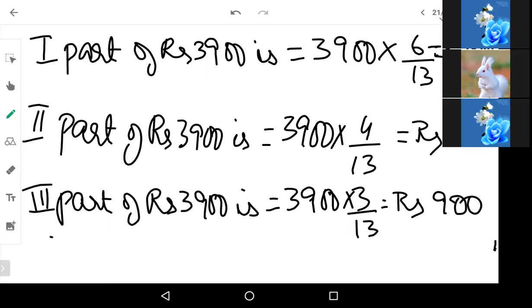So 3,900 has been divided into 3 parts where we are able to divide them in a proper ratio, because the ratio which was given in the question was uneven. So we made that uneven ratio into a proper even ratio and then we found the amount. Any doubts until here?